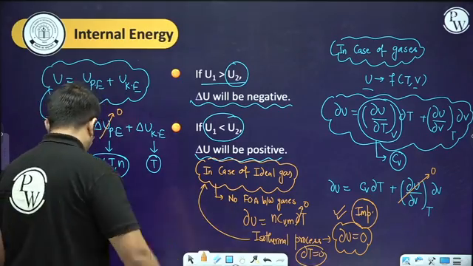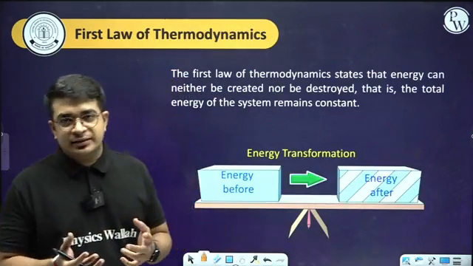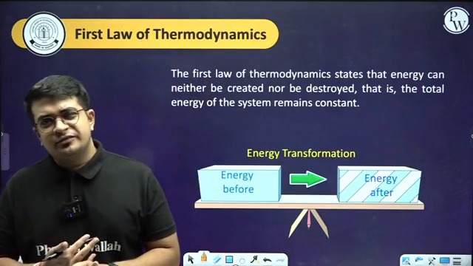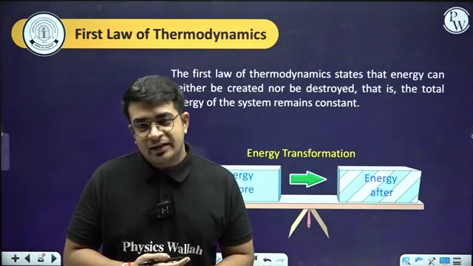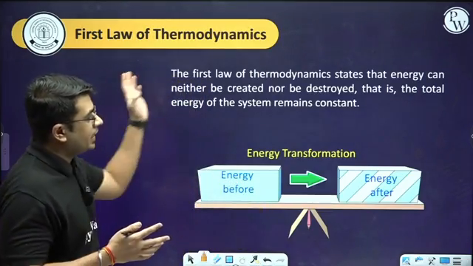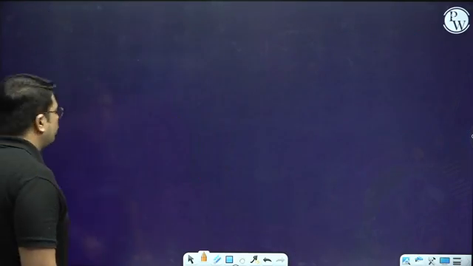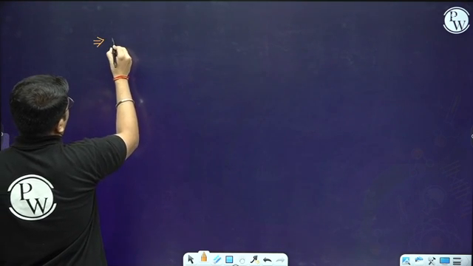Now coming back to the topic, we now have an understanding of the work done and how to calculate it. We have a specific idea about heat also, and the next part is internal energy. Now let's try to apply the entire part to the first law of thermodynamics. But before that, one more thing I want to mention. Although it's not that relevant, it's important to discuss.